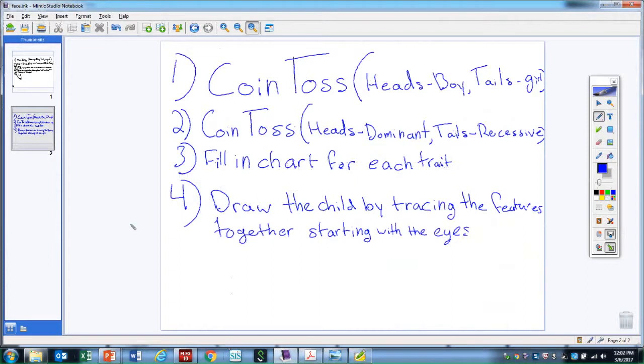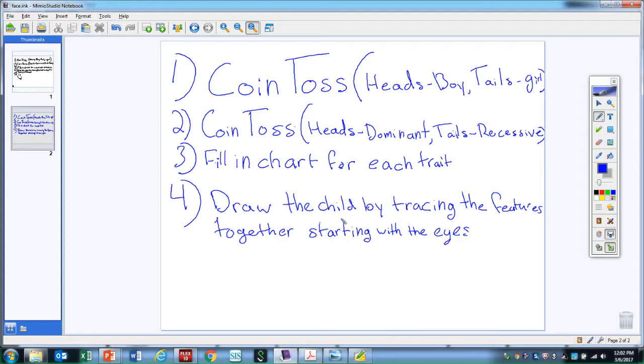The first coin toss is going to determine whether it's a boy or a girl. If we get a boy, sure. The second coin toss from that point on would determine if it's dominant or recessive. Then you're going to fill out the chart, and then when it comes to drawing, you're going to start with the eyes. You're going to trace it.